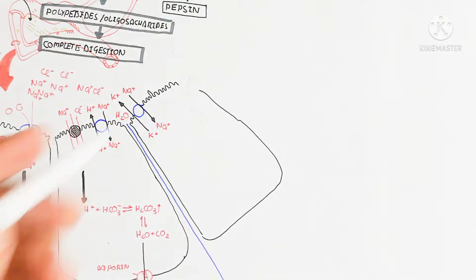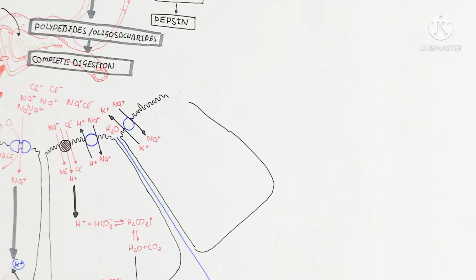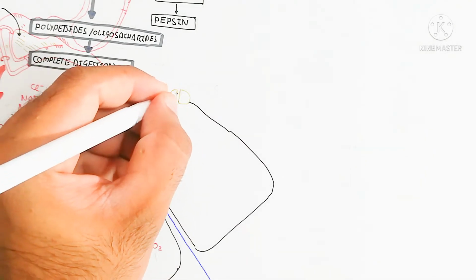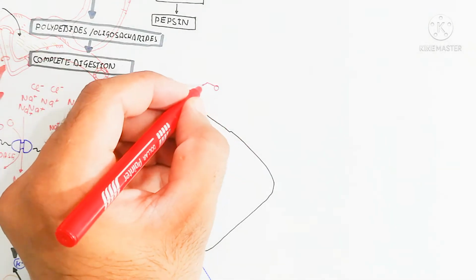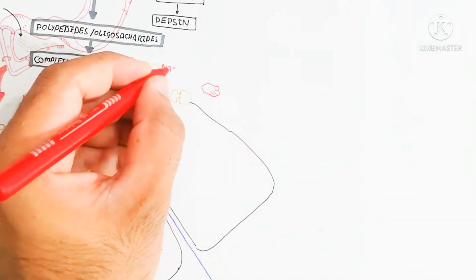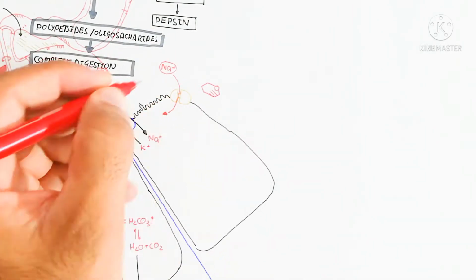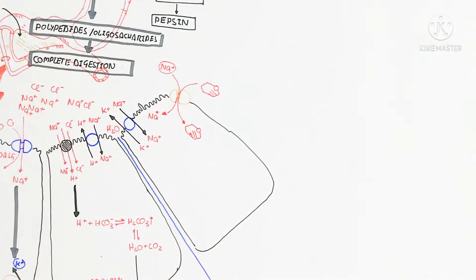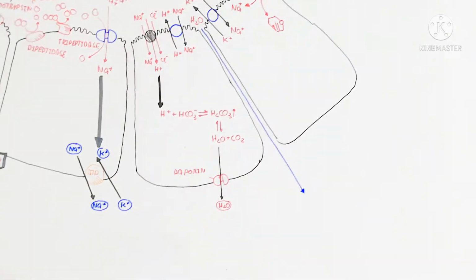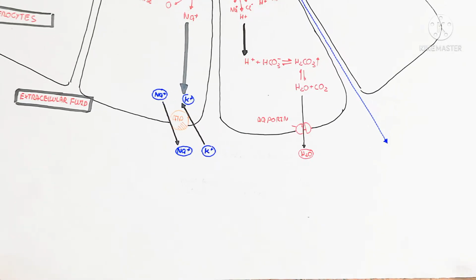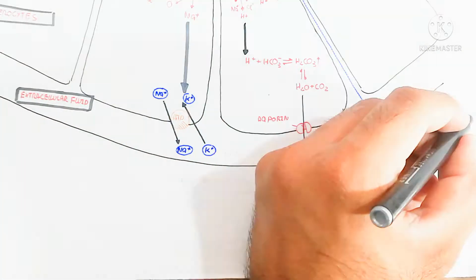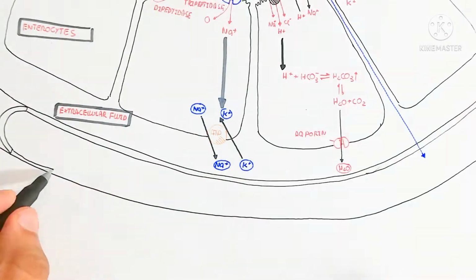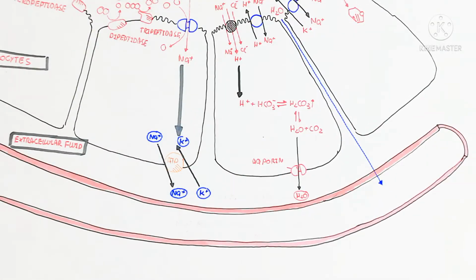So here is the space between the cells, the intercellular space, which is also important for the movement of water from the lumen to the inside of the blood circulatory system. On the other hand, the sodium will also move by the co-transport of the sugar. So let's learn a bit more about what happens when it moves into the circulatory system.